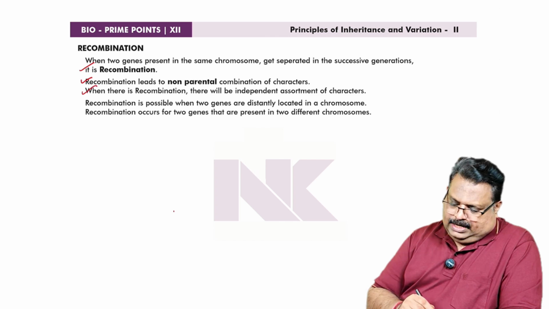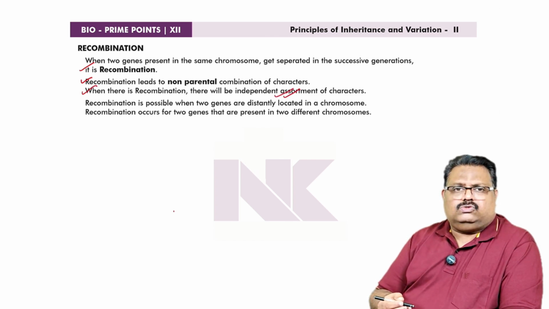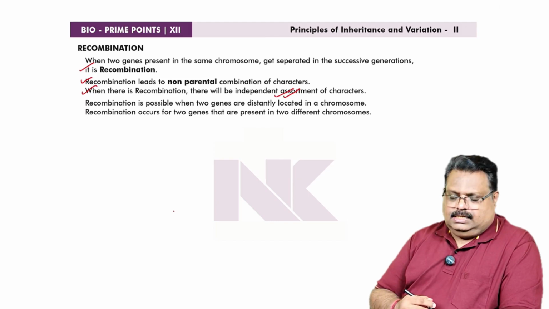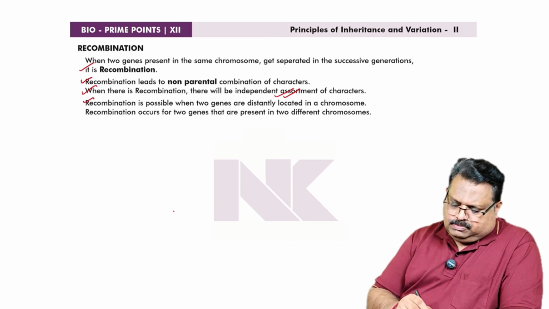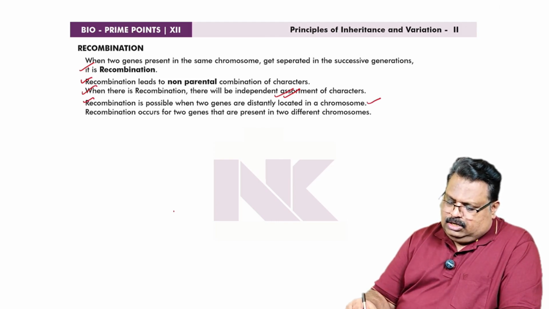So when there is recombination, there will be independent assortment. Only by independent assortment are non-parental possibilities there. Recombination is possible when two genes are distantly located.